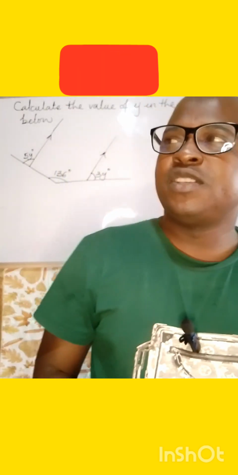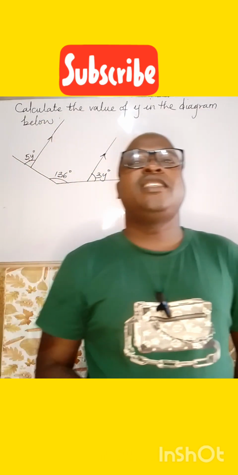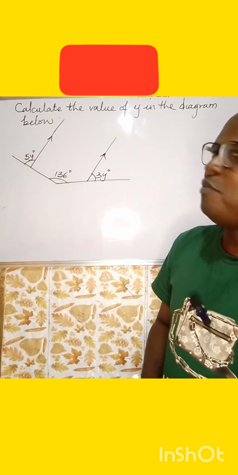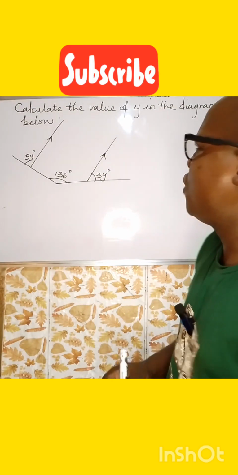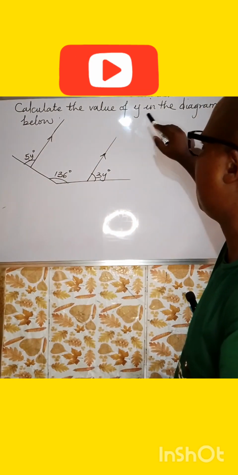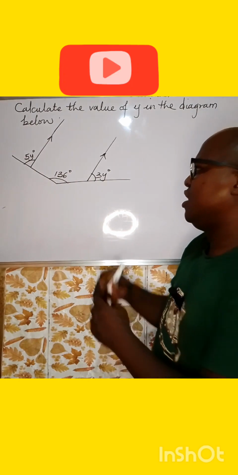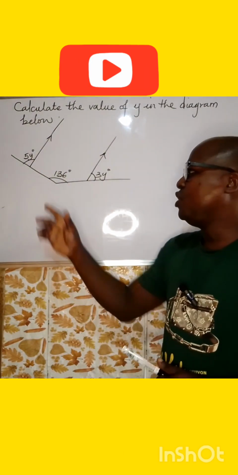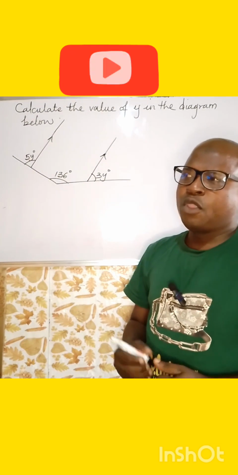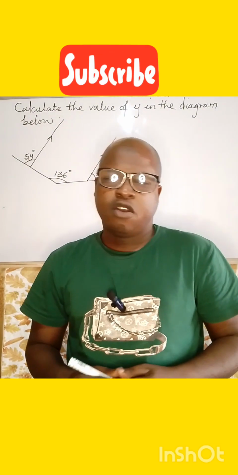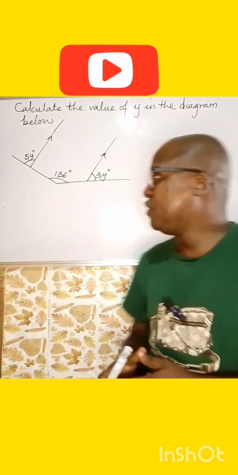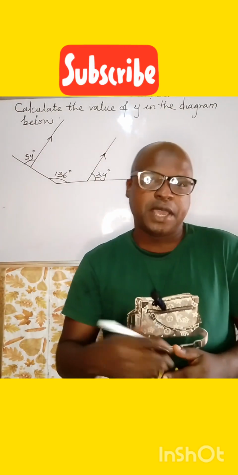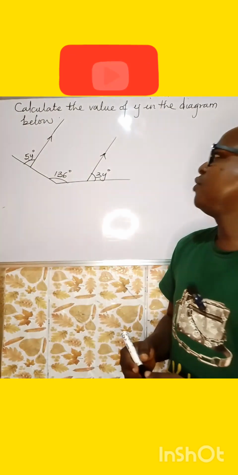We have another question to solve today, and the topic we are solving today is lines, angles in between lines. We are given a question: calculate the value of y in the diagram below. This is the diagram below, and we need to get the value of y. There are many ways of solving this particular question, and I'm going to use just one method to solve it. So let's look at the question.